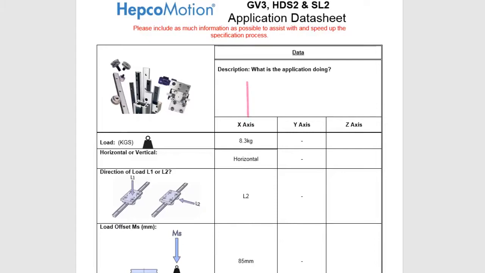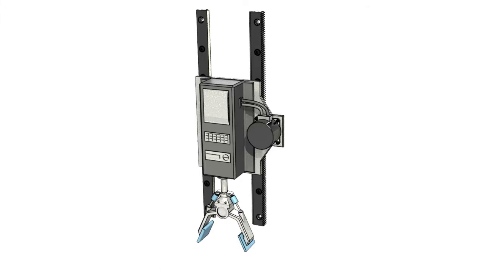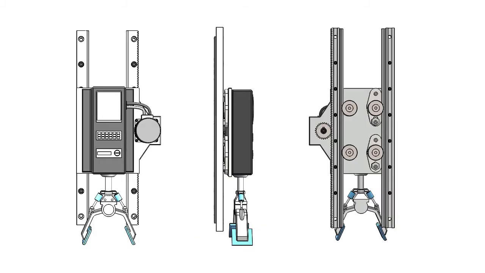The left-hand column on our GV3, SL2 and HDS2 datasheet is for information relating to an x-axis. We can now move on to identify the loads on the z-axis of the system. We can take the same approach we used for the x-axis, identifying the loads seen as the axis is moving. The slides on the z-axis are parallel to the direction in which gravity acts. This means no force is applied to the bearings as a result of gravity.